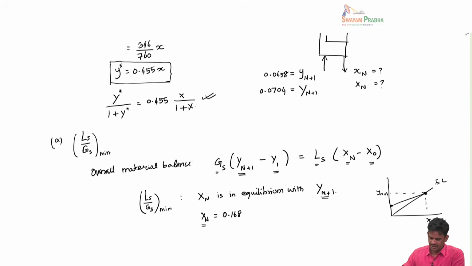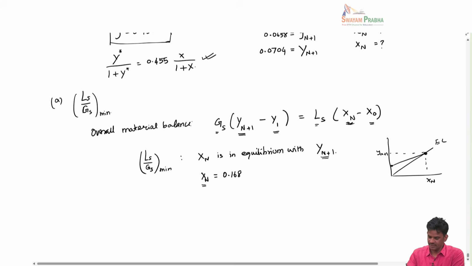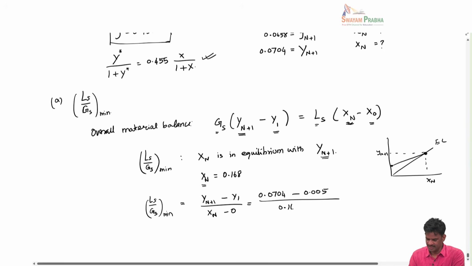So now in this equation we know xn also, and then we can find what is Ls by Gs minimum. So this would be (yn plus 1 minus y1) by (xn minus 0). So it's a mere substitution now. Yn plus 1 value is 0.0704, y1 is 0.005, and xn is 0.168, and you will get this as something like 0.39.